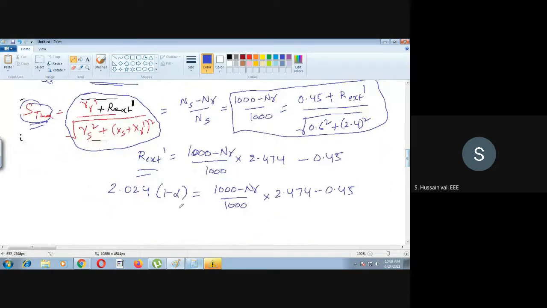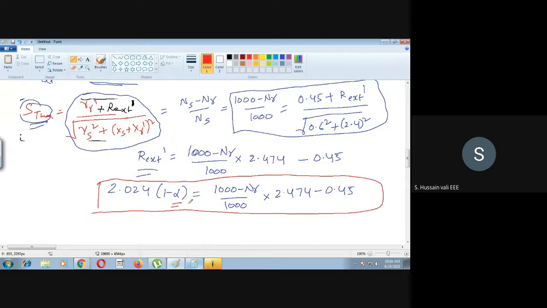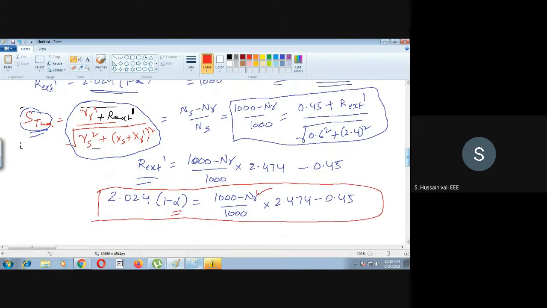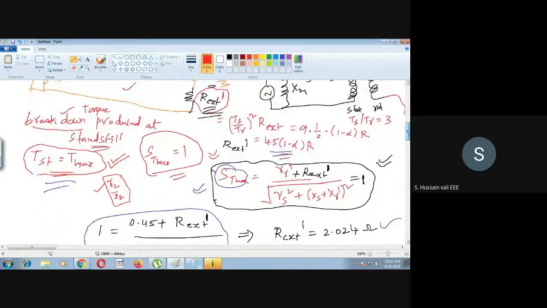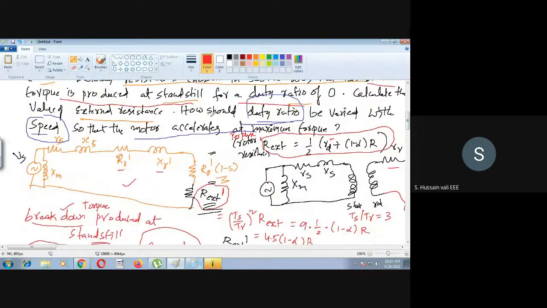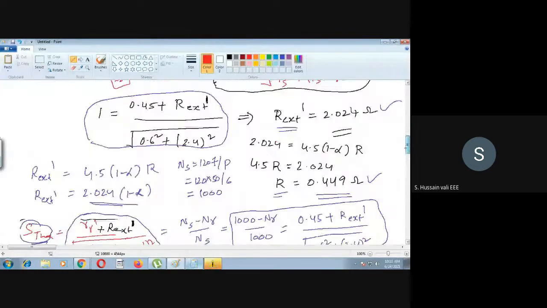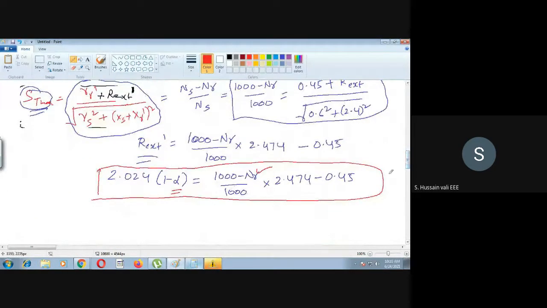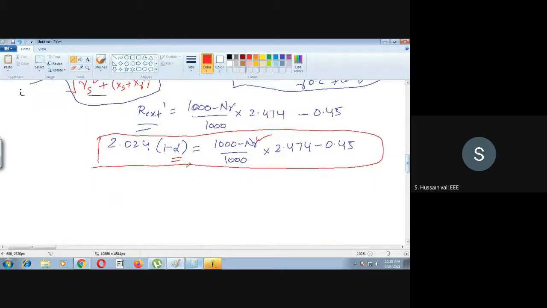Now in this equation, there are two variables, alpha and Nr. Nr is the speed, alpha is the duty ratio. This is what he is asking us to find. What is the question? How should the duty ratio be varied with speed? What is the relationship between duty ratio alpha and speed Nr so that the motor accelerates at maximum torque? This is the relationship. If you want, we can simplify this further.